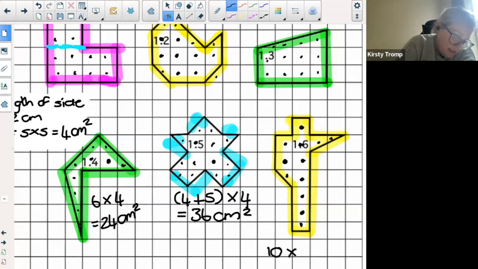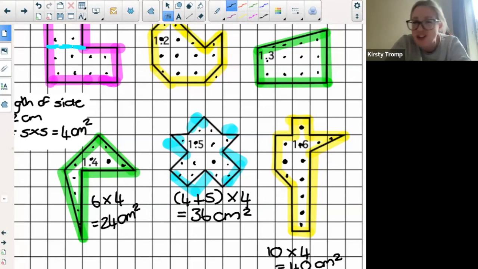10 times 4 equals 40 centimeters squared. It was a tricky shape. I think that's why. Does it make sense? You're welcome.